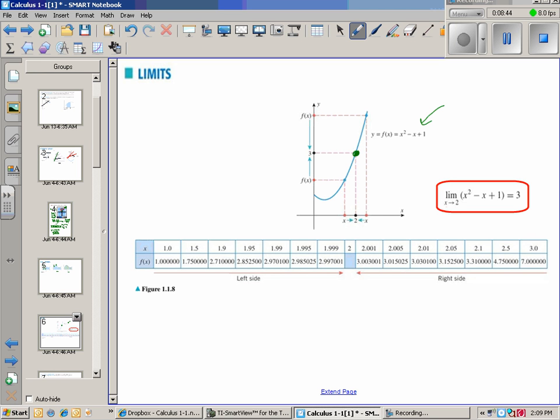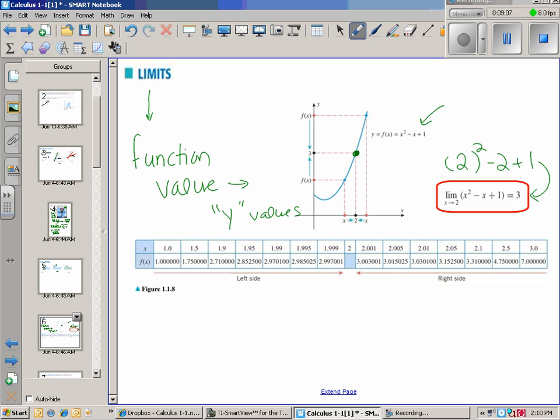When we're talking about limits, we're talking about a function value, okay? And for those of us who don't remember, function value is the y values. So in this case, it's kind of nice because we can simply plug in 2. So we get 2 squared minus 2 plus 1, and you can see that's going to equal 3. They don't all work out that pretty. However, you can also do it whether or not you can plug in. You can use your graphing calculator.